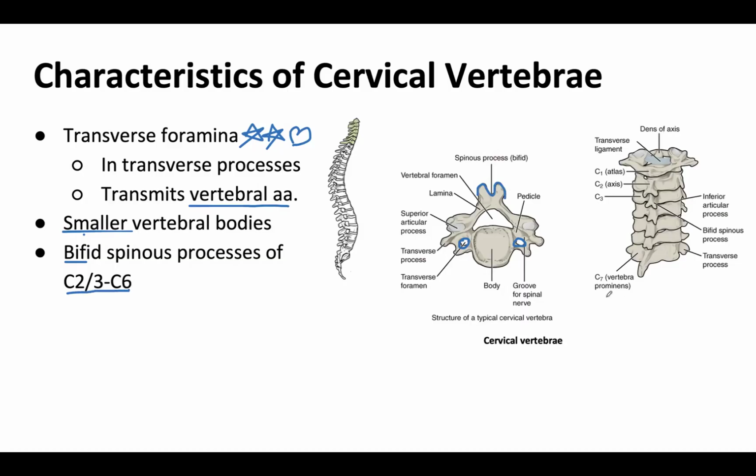C7 usually has the longest spinous process in the whole vertebral column. It's not bifid generally, and C7 is often called the vertebra prominens because you can palpate that really long spinous process, and that sometimes can help count out vertebrae. But again, for me, it all comes back to these transverse foramina. If the vertebra has one, it is definitely a cervical vertebra. If you do not see a transverse foramen, you are definitely looking at a different type of vertebra.